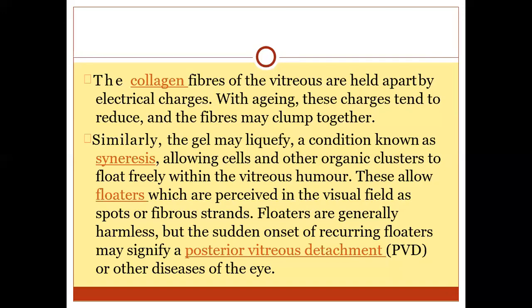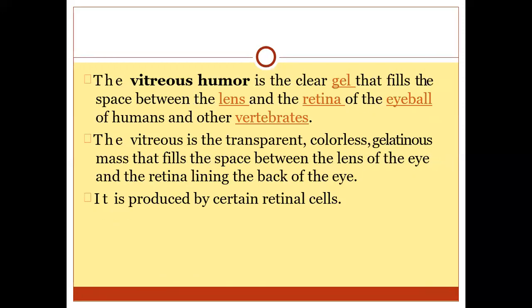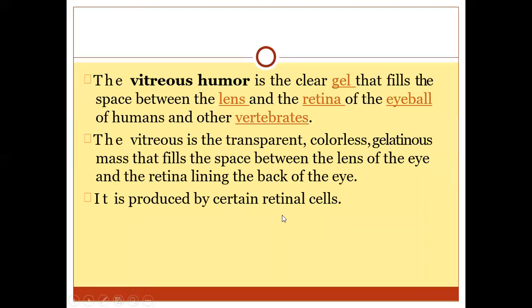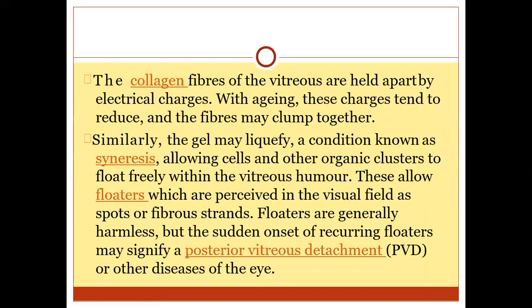Similarly, the gel may liquefy, a condition known as syneresis, allowing the cells and other organic substances to clump and float freely within the vitreous. This creates a floater, which appears in the visual field as a spot or fibrous strands. What happens then is that all the substances cluster together and float in the vitreous region over here. That is in aged people, not in the normal condition, and this is known as floaters.